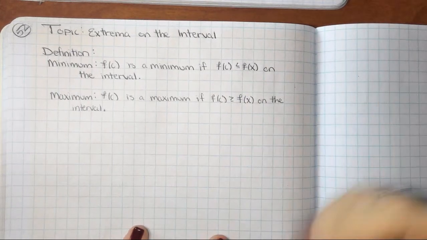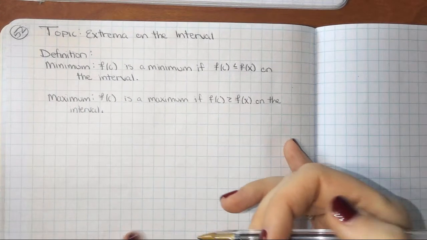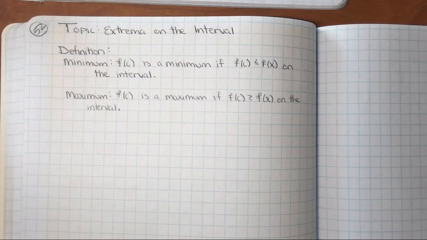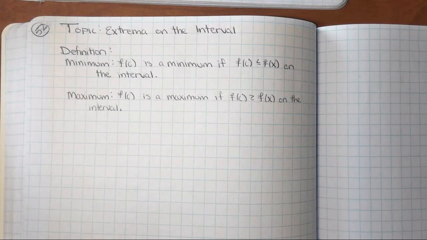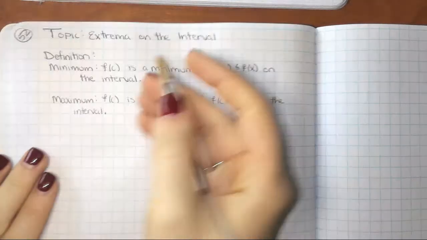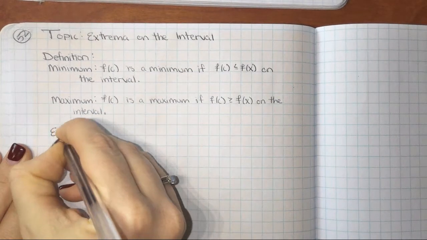So what we have to be concerned about is, it says on the interval, okay? What that means is I might have a restriction within my domain, which means I'm going to make sure my x's start and end at a certain value, okay? So here's example 1. Here's what I'm talking about.